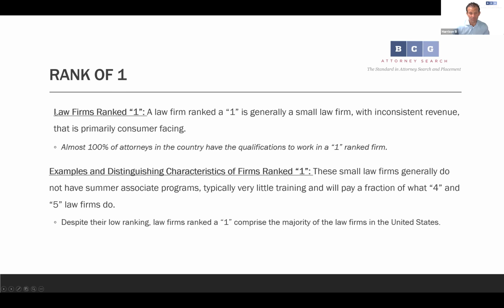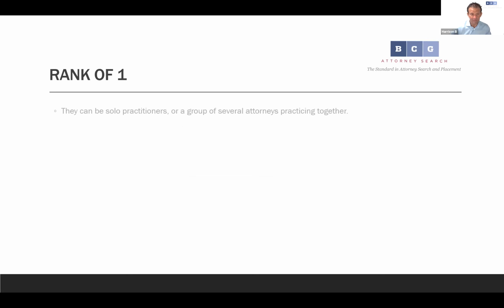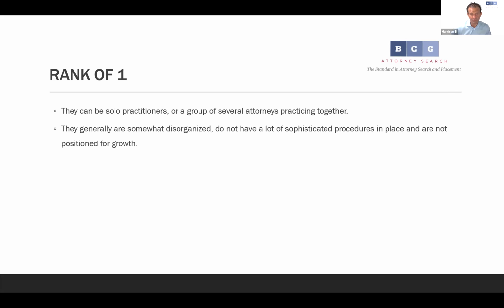Again, there's nothing wrong with the one firm. It's just that in terms of the type of attorney and the expectations for the attorney, it's a little bit different than at a three or four or five firm. The qualities are different, and a lot of times things are disorganized. As you go up the chain, you should realize that the business of law is run better. The fives and the fours are very well run businesses, and they have a lot of procedures in place, and they're positioned for growth and to do well.